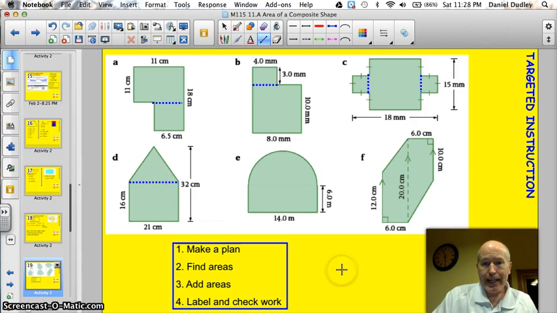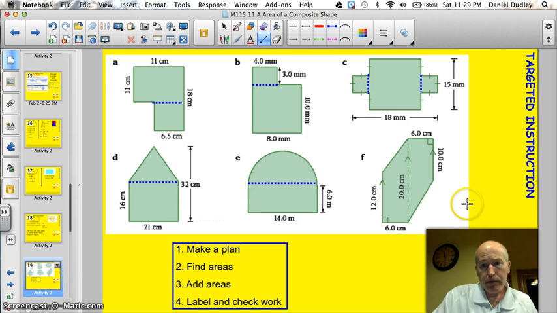What would you do on E? Well, I see a half circle, so if I found the whole circle and cut it in half, I could find the area of this, and then I could find the area of this one right here. This is kind of tricky, but the radius of this circle is going to be 7 because the diameter is 14.